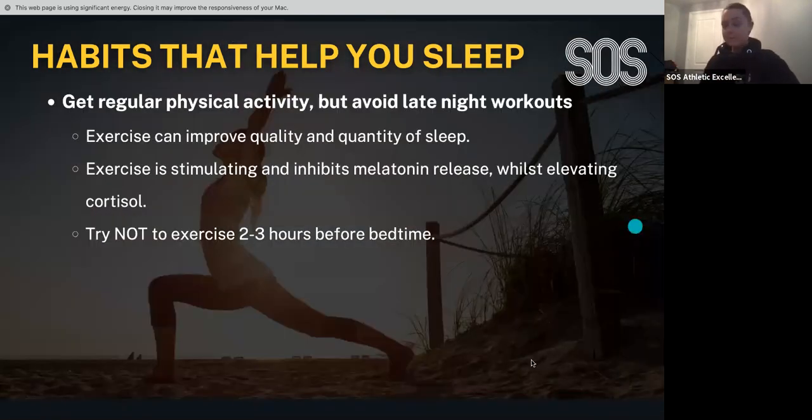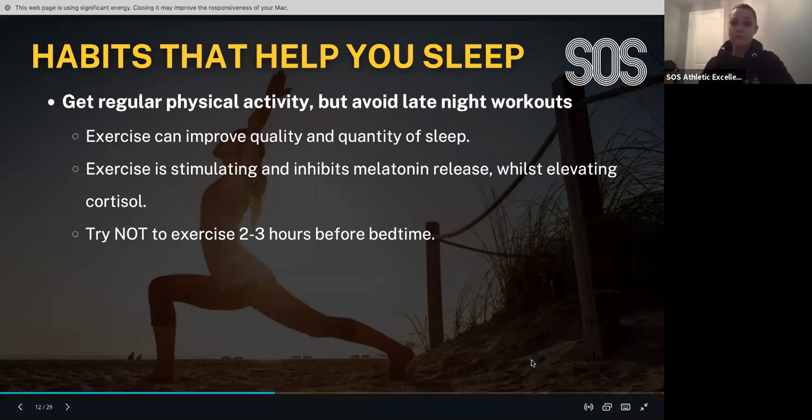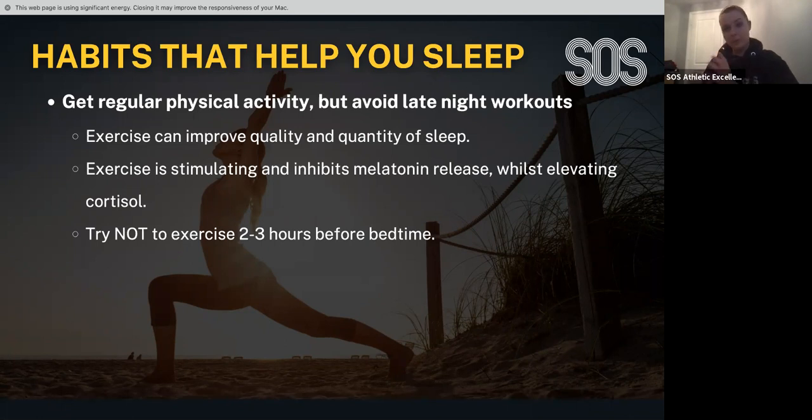And then physical activity is good in terms of helping with sleep, but it's a bit of a double-edged sword. You want to be active and train, but you don't want to do it at the wrong time of day that it's going to work against you. Exercise can improve the quality and the quantity of sleep, but it is stimulating, and it can offset the melatonin release and spike cortisol because exercise is a stressor on the body.